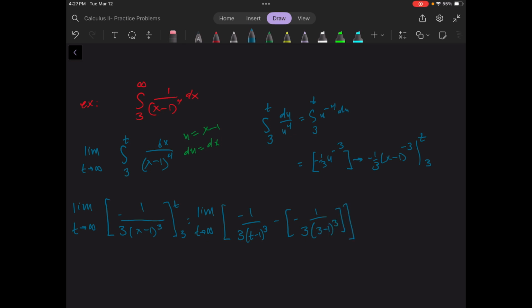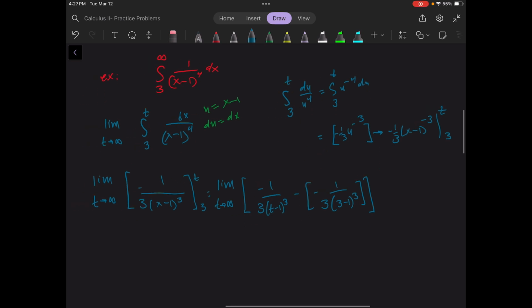So let's see, will this approach infinity or approach a certain number? And by approach, I'm referencing that limit. So let's just plug in infinity now. We're going to have a negative 1 over 3 infinity. All of that denominator is just going to become infinity, right? Because we have an infinity minus 1, which is just infinity. Infinity cubed is infinity, and 3 times infinity is infinity. So that's all just infinity, right? And then we have a positive 1 over 3, and 2 cubed is 8.